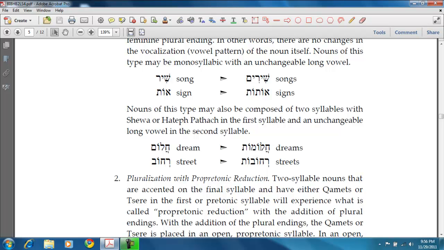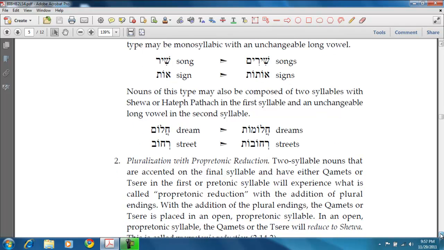Nothing has changed in the root here. The only thing that has happened is that we've added the feminine plural ending to the noun. Rechov for street, rechovot for streets. We just added the plural ending onto the noun, and nothing has changed with the root or the vowel. There's been no vowel reduction. Those are the nouns where, when we add a plural ending, there's no vowel reduction in the root.